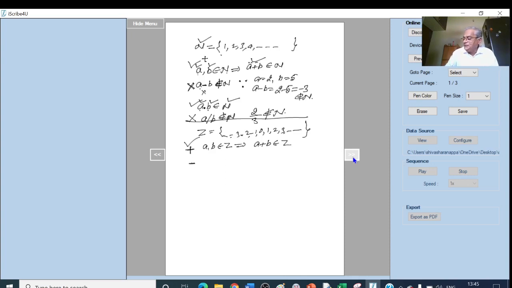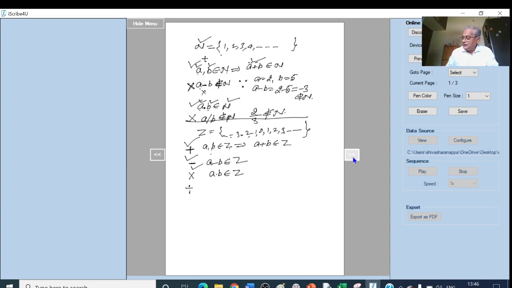What about minus here? Suppose A and B are any two elements belonging to Z, then what about A minus B? A minus B is again an integer. It is a positive integer or a negative integer. Therefore, this belongs to Z. So that means minus is also a binary operation on Z. And for multiplication, suppose A and B are any two integers, then what is A into B? Definitely this is an integer. This belongs to Z. Therefore multiplication is also a binary operation.